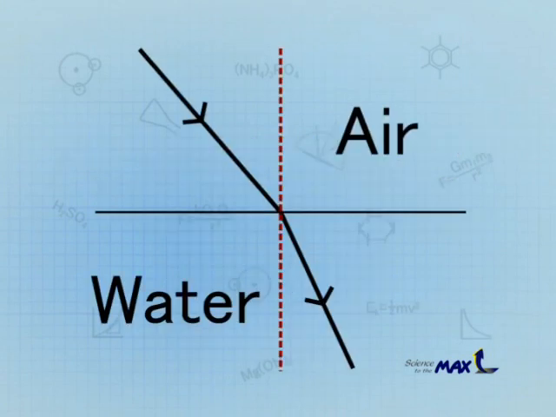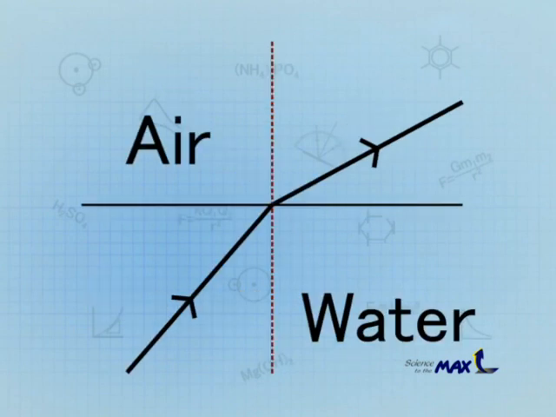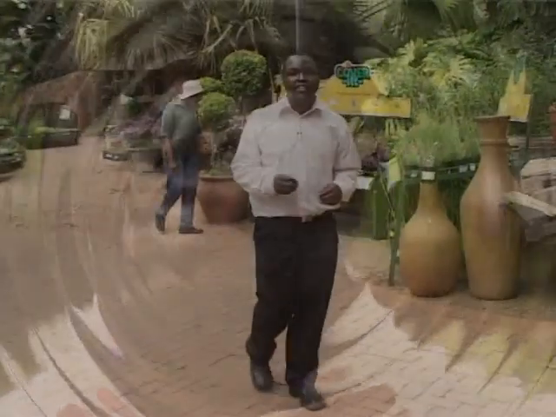When light travels from a less optically dense medium to one that is more optically dense, it is refracted towards the normal. Remember, the normal is an imaginary line at 90 degrees to the surface. And when it travels from a more optically dense medium to one that is less optically dense, it is refracted away from the normal.